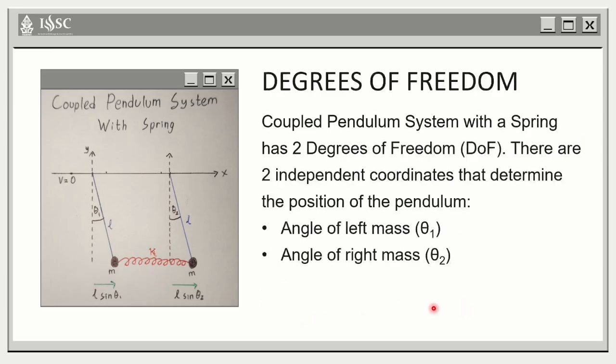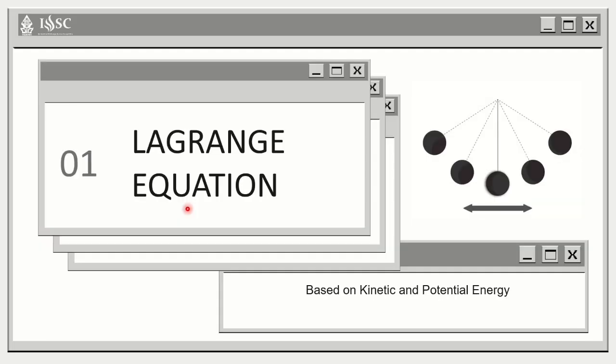Next, about the degrees of freedom. In this system, there are two independent coordinates that determine the position of the pendulum. The first one is the angle of the left mass, theta 1, and the second one is the angle of the right pendulum, theta 2. Okay, next we will find the equation of motion using the Lagrange equation based on kinetic energy and potential energy.